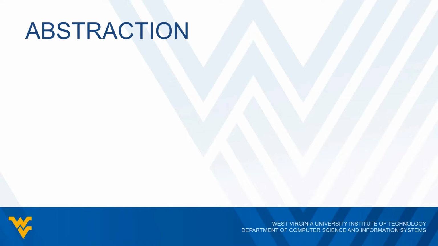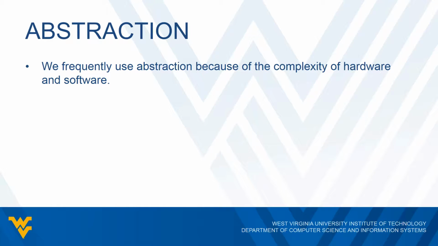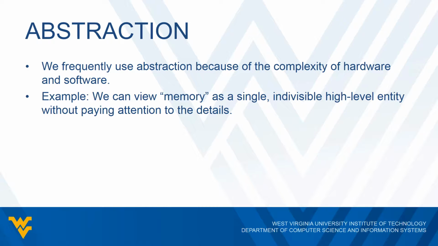This idea of abstraction is actually frequently used when writing up algorithms because, let's face it, hardware and software can be very complex. There are things that may be available in one machine or piece of software that might not be available in some other machine. So we need to take this high-level view. For example, we can think of memory as just this high-level entity, this single unit, and we don't have to worry too much about the details. But in reality, that's not the case.